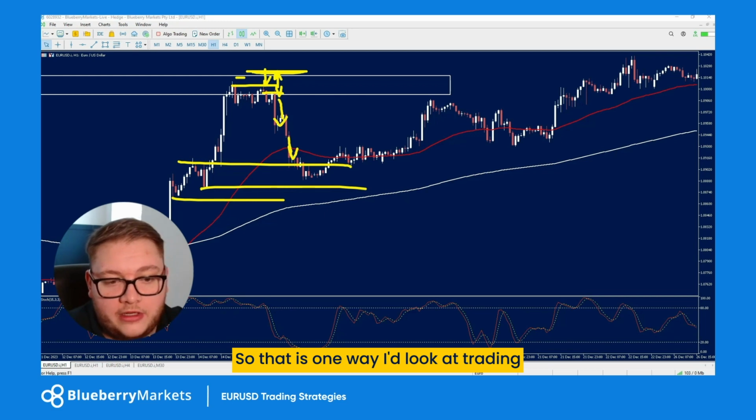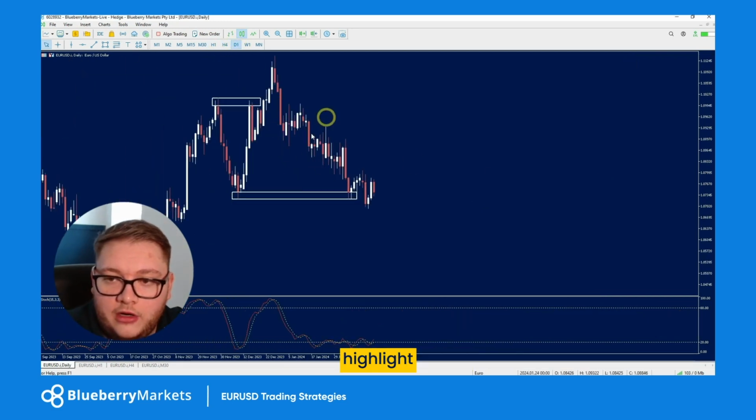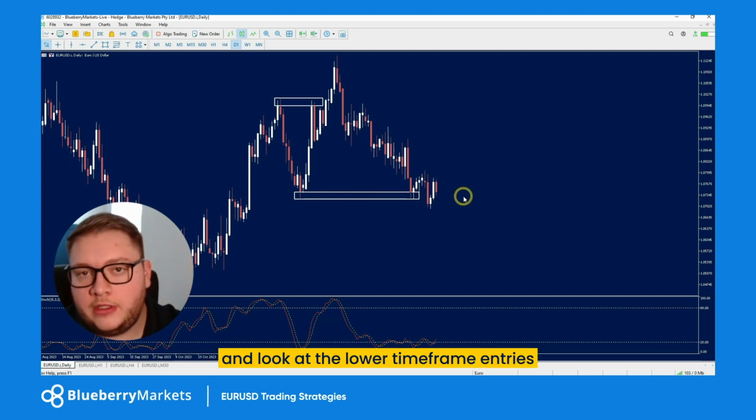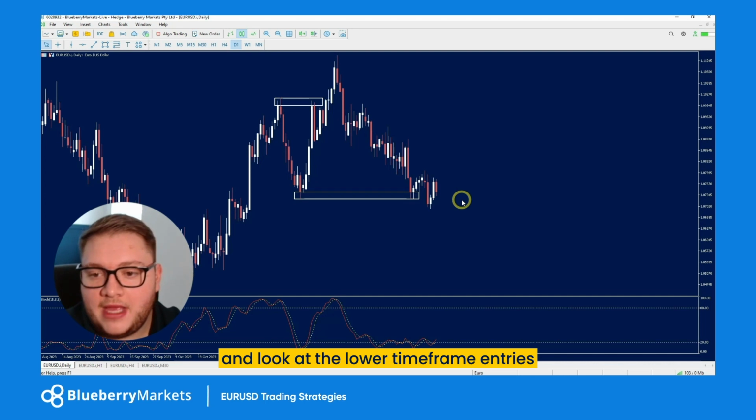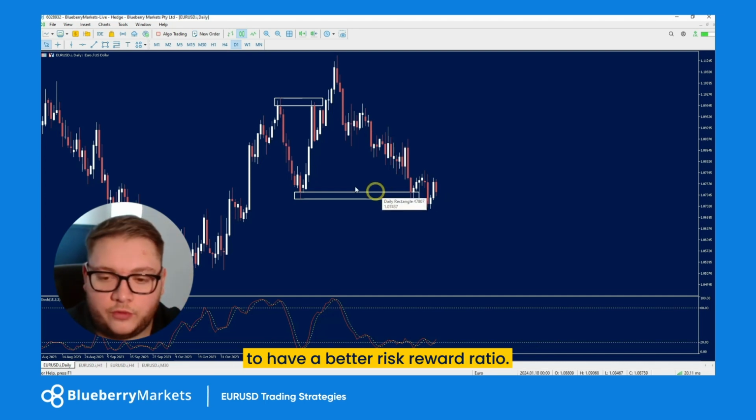So that is one way I'd look at trading euro US dollar if you are a new trader. Highlight the higher time frame areas of support and resistance, and then go and look at the lower time frame entries. That will give you the opportunity to have a better risk reward ratio.